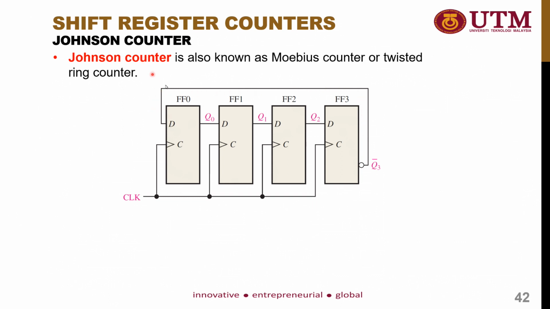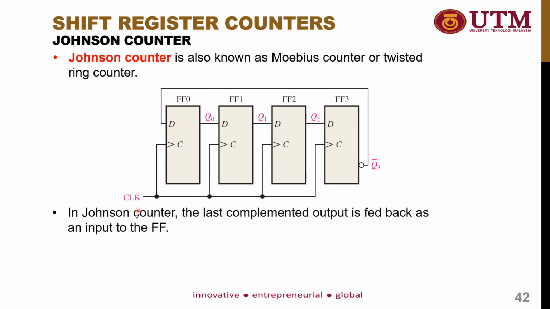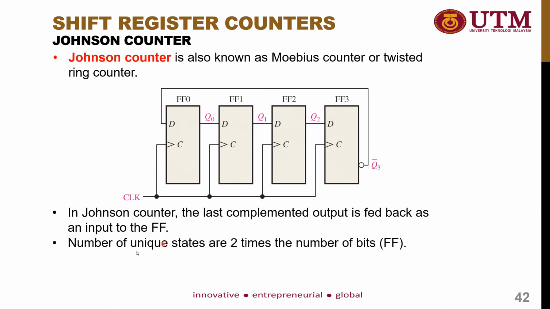The Johnson counter acts the same way, but the selection of the last flip-flop output is changed. The ring counter chooses Q3, but the Johnson counter chooses Q3 bar as the output, which becomes the feedback to the first flip-flop. So it chooses Q3 bar as the input to the first flip-flop. In a Johnson counter, the last complemented output is fed back as the input to the first flip-flop. So the number of unique states is 2 times the number of bits.